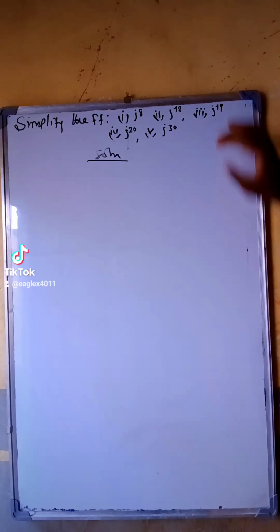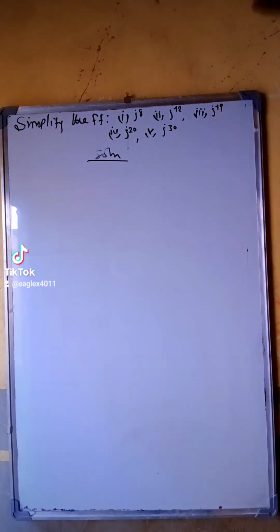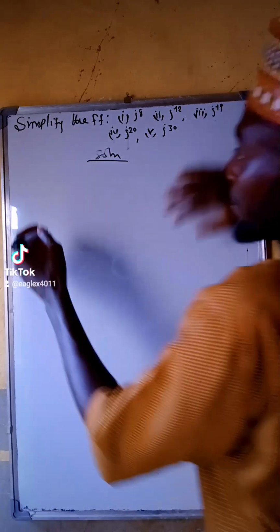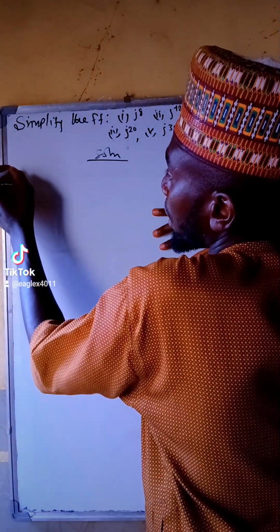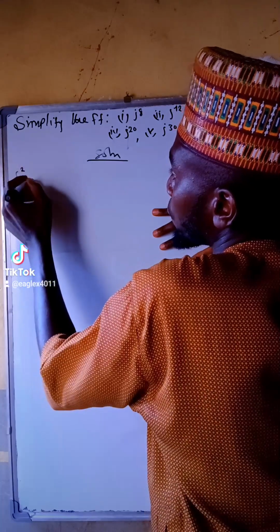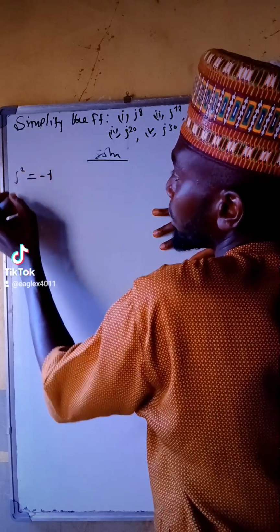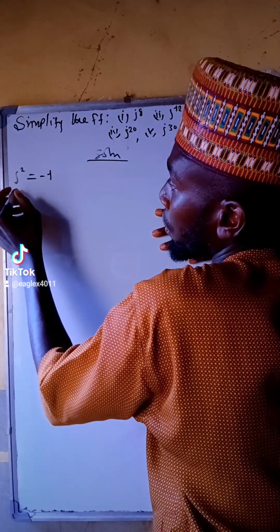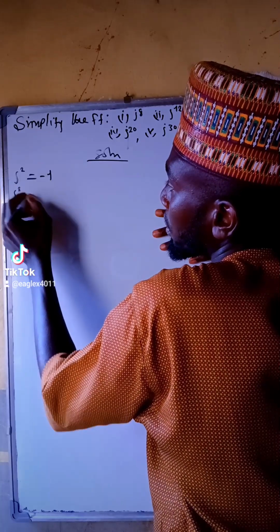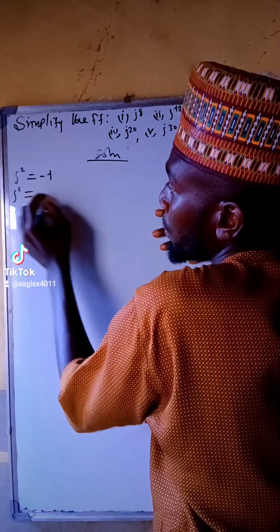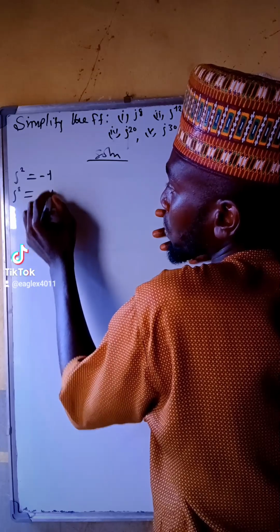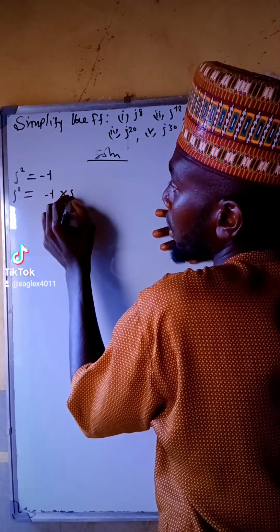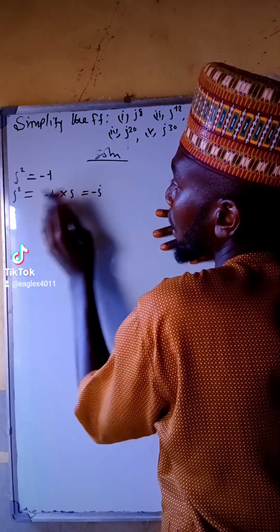Whenever you are asked to simplify these i's, first of all, write your fourth root of unity. That is, i raised to the power of 2 is equal to negative 1. i raised to the power of 3 will give you minus 1 multiplied by i, which is equal to minus i.